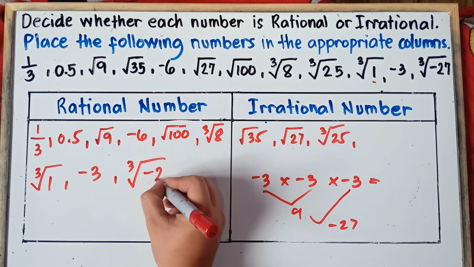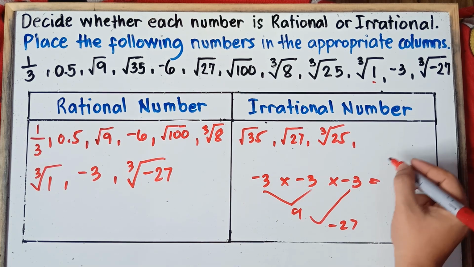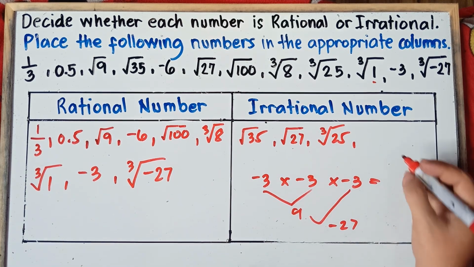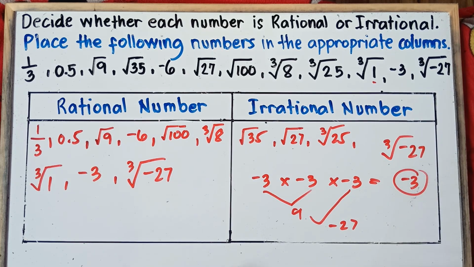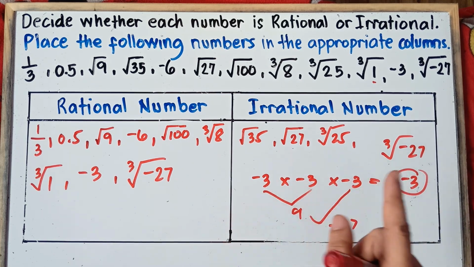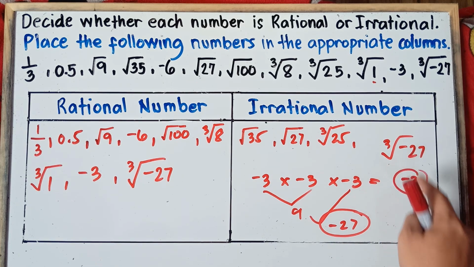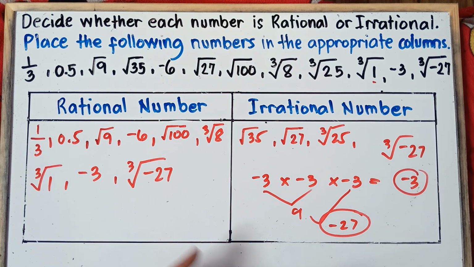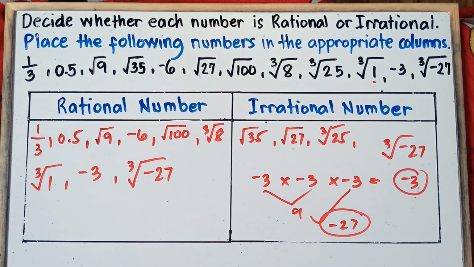Why is that? Because the cube root of negative 27 is negative 3, since negative 3 times negative 3 times negative 3 is negative 27. Therefore, it is a rational number because negative 3 is an integer.